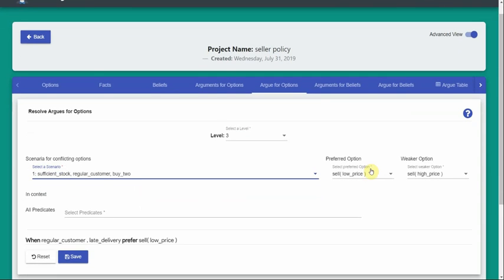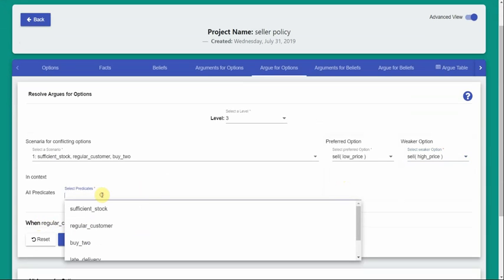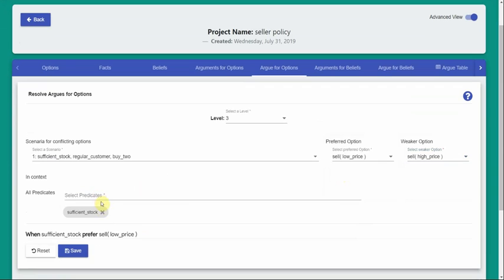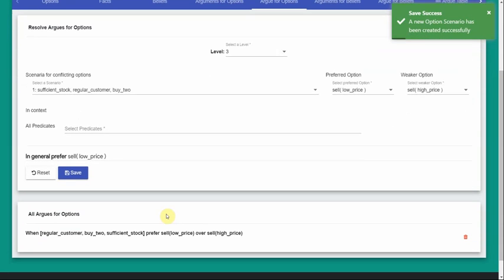And in that case, I will set a default preference now to sell at low price over high price. Oops, you see here the context is remembered, regular customer late delivery, so I have to somehow change the context. So you see, in general, prefer sell low price. Now this is a bug we need to fix. Okay, so in this scenario, I prefer low price in general. I save this preference and you see it now here.